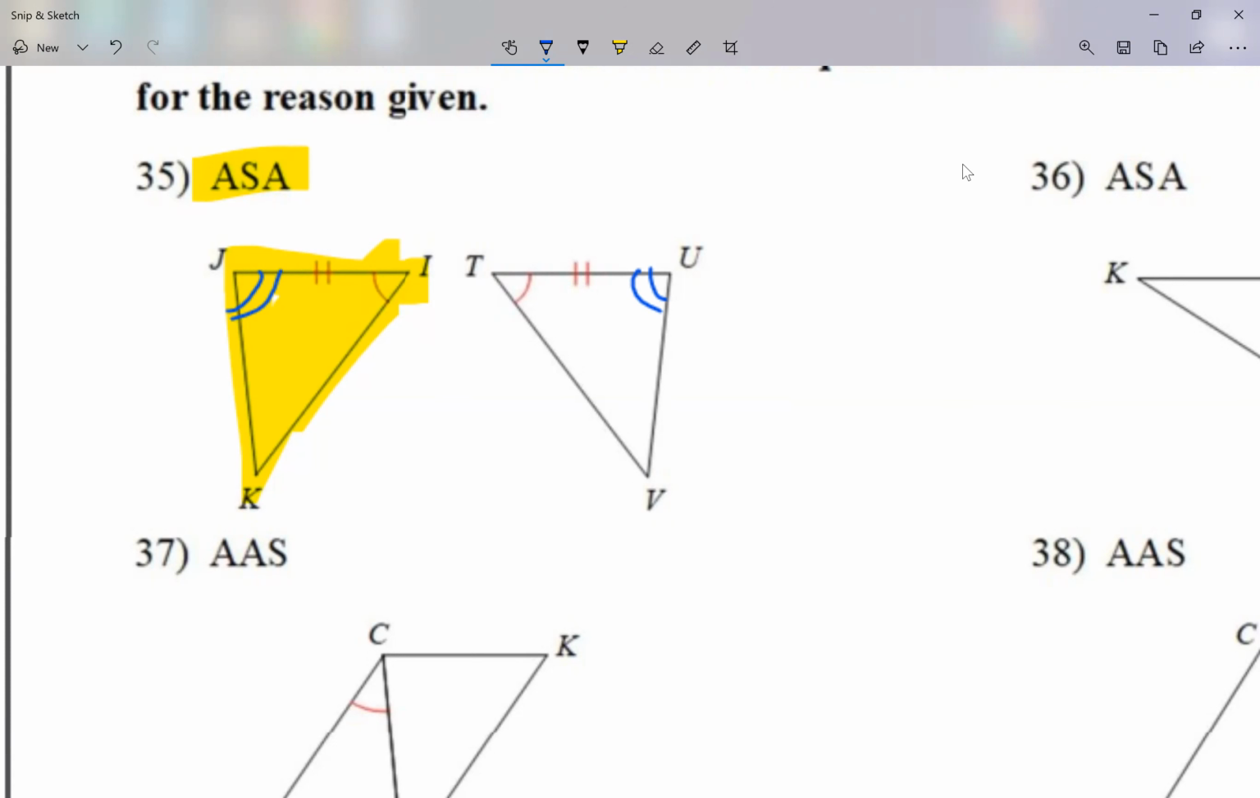Now, for sides, I need two letters. For angles, I can use one letter or three letters. Three letters always works, but sometimes I can get away with one letter. In this case, if I said angle J, looking at the first triangle, do you know that that is angle J, that's the only corner angle J? Yes, so in this case, I'm gonna use one letter. Angle J equals angle U. If there were multiple corners at J or U, then I have to use three letters.